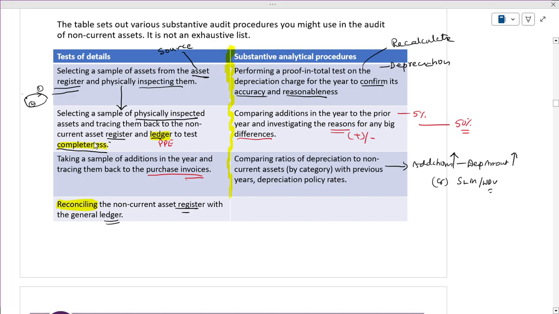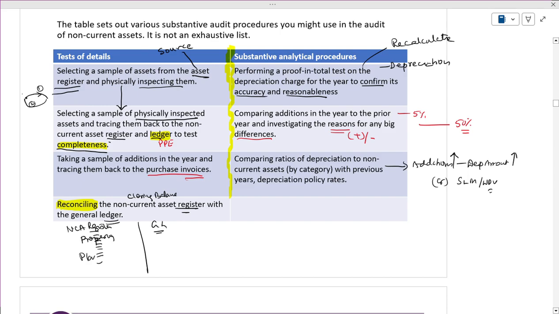Here in this case, we are talking in terms of closing balance. Reconcile the non-current assets. You will have so many things in the non-current asset register. You have the register, and you will see the general ledger. There is something with respect to property.